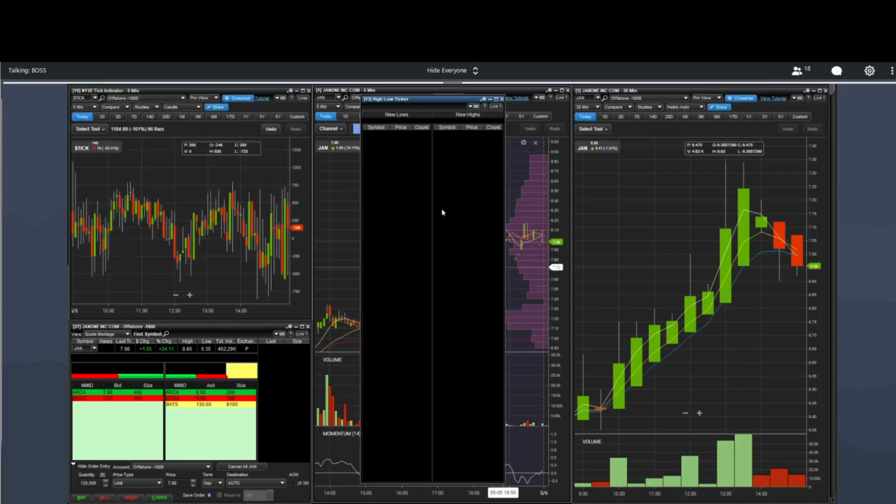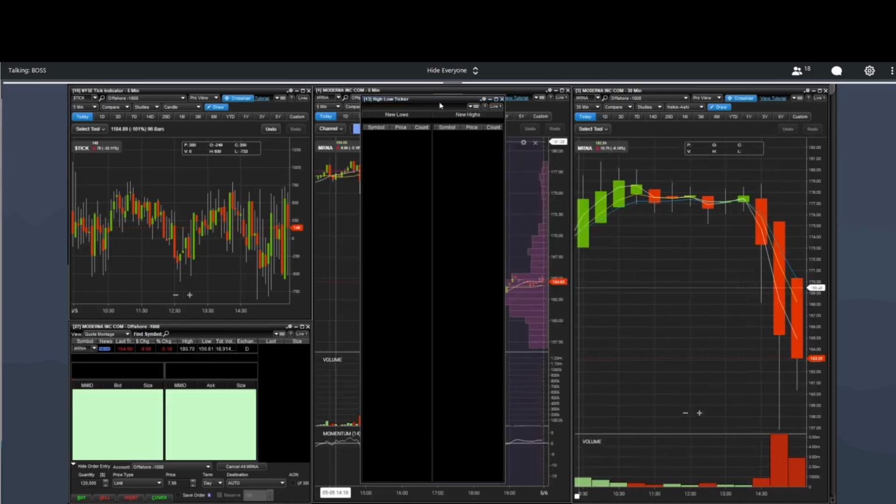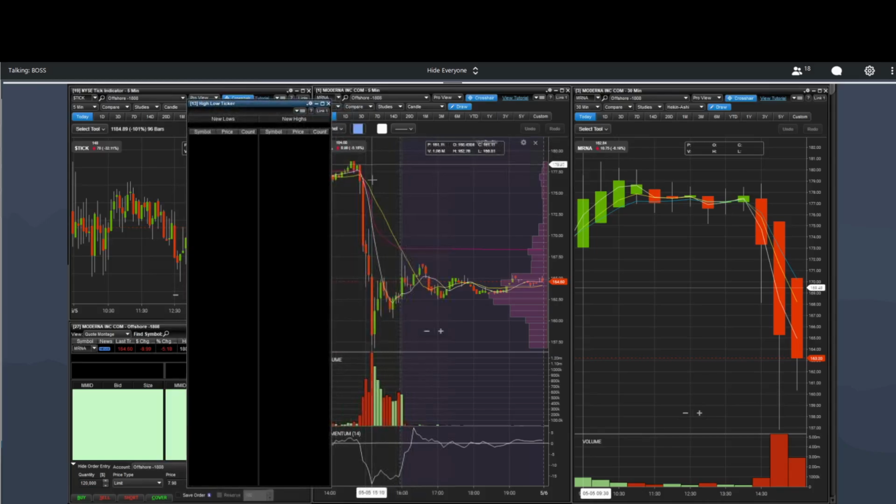But this ticker right here, high-low ticker, helps me the most. When stuff is running, if I see it, like when I saw that Moderna today, that Moderna ripped down, I didn't hear any news, and the thing shot down like 20 bucks right here. This was just lit. I was reading comments, I looked over here, and this was solid red Moderna.